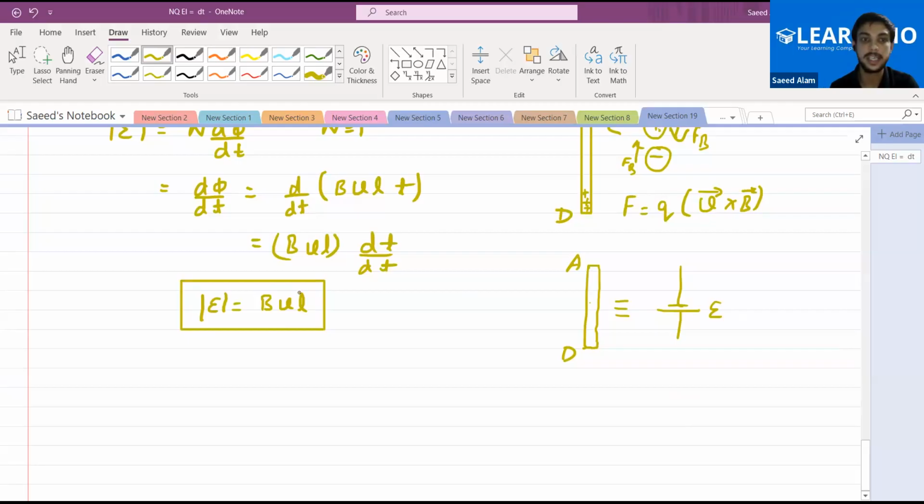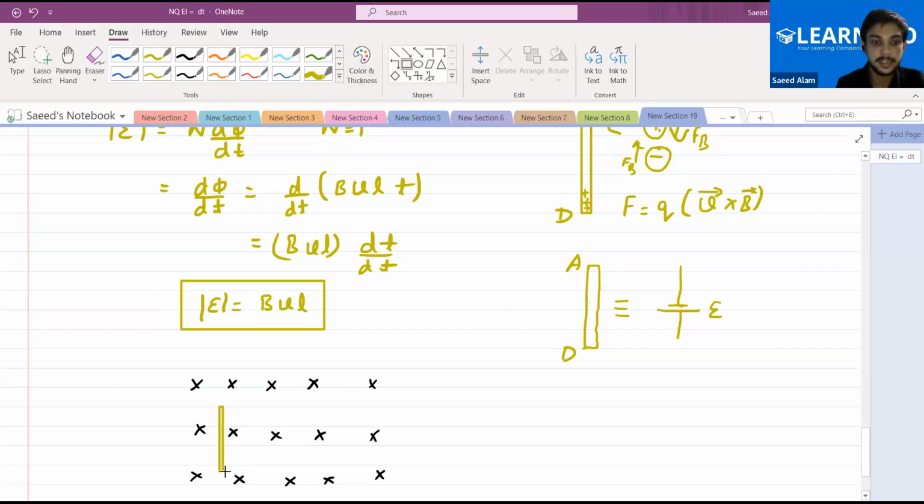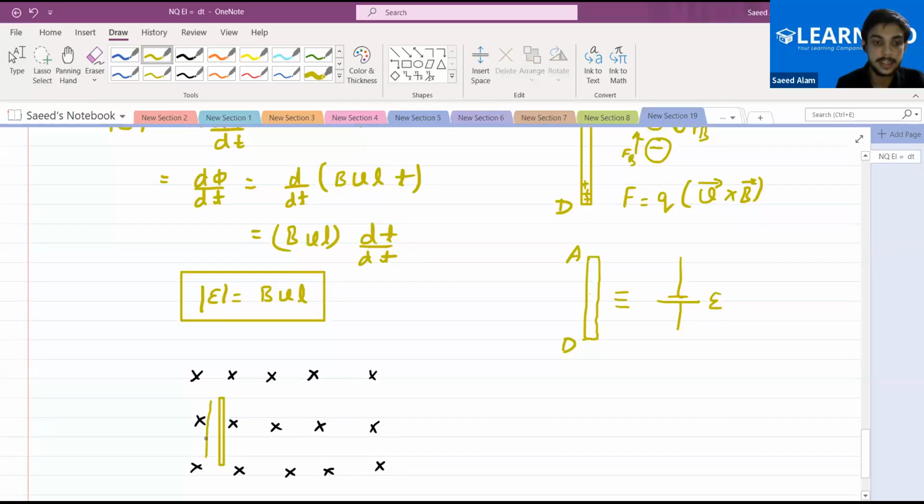Understood. And actually, the true thing that I want to say here is that suppose there is a magnetic field kept somewhat like this, and I'm taking a rod that is placed somewhat like this, whose length is L, and suppose this magnetic field was B here, and this rod is moving with a velocity V.